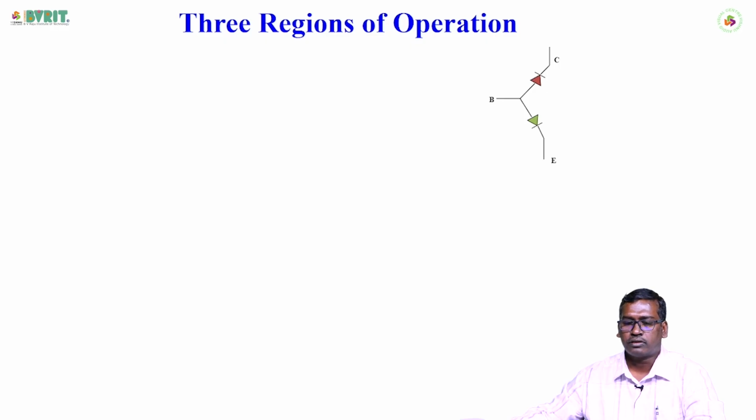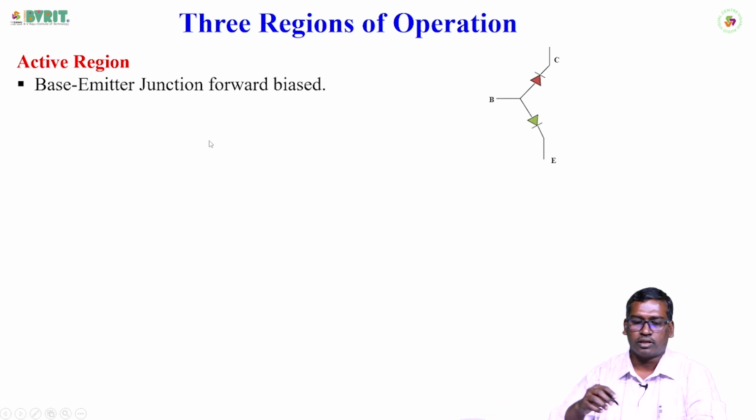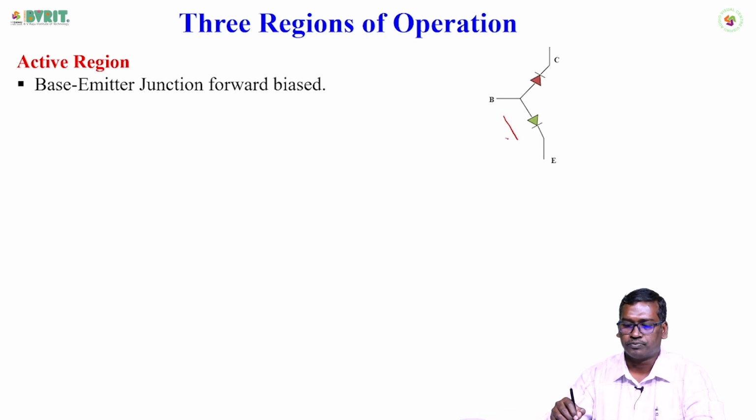To identify the three regions of operation, you can see simply here. The transistor is going to be operated in 4 regions. Among the 4 regions, we mostly use 3 regions. The active region. What do you mean by active region? The active region means that the base emitter junction, the BE junction, has to be in forward bias, whereas the BC junction has to be in reverse bias, so that we can use the transistor as an amplifier.